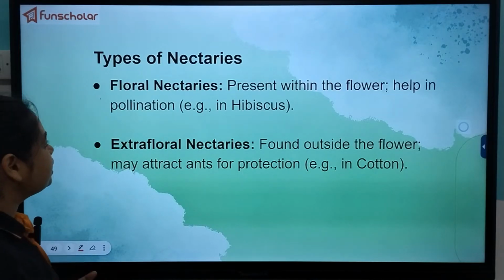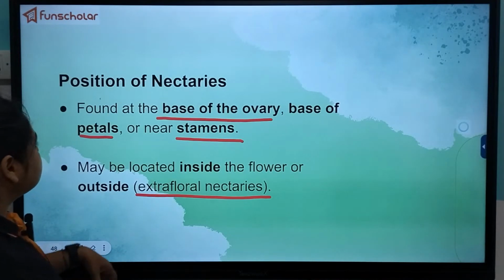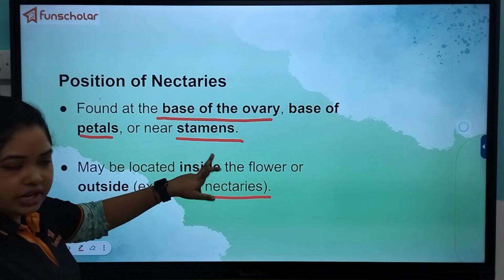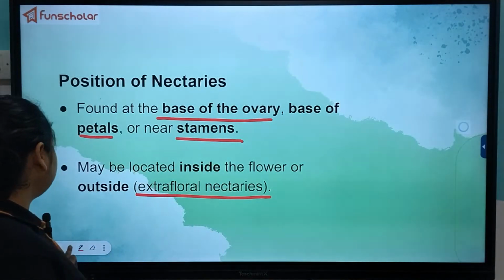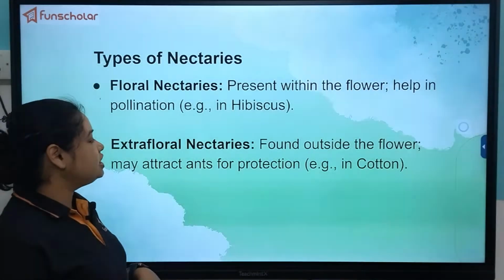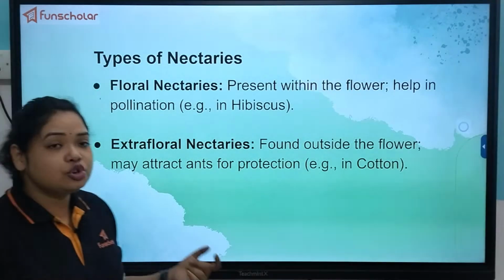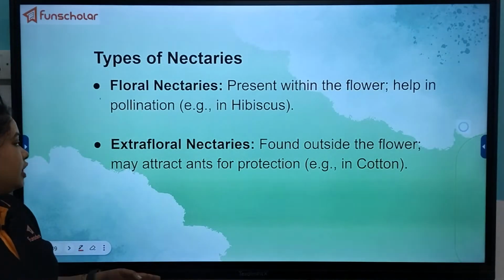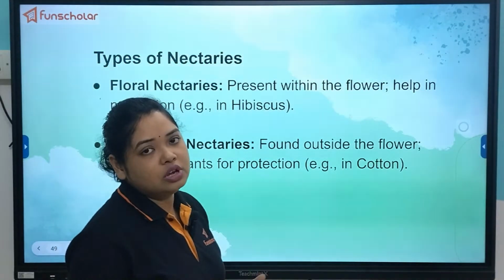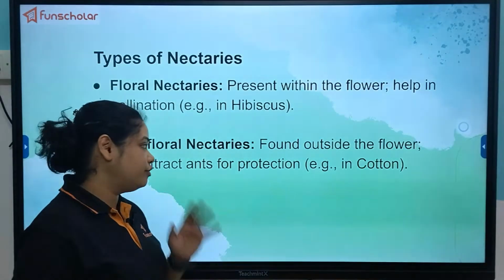So floral nectaries means when they are present inside the flower, at the base of the ovary, base of the petals or near the stamens, and they are the floral nectaries. And extrafloral means outside the flower, but at what position? At the stalk position of the flower, and they may attract ants. Ants are also in the search of the nectar for their food.